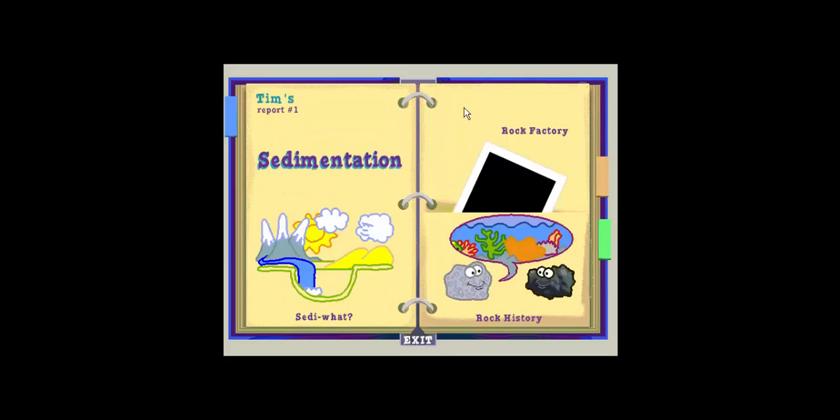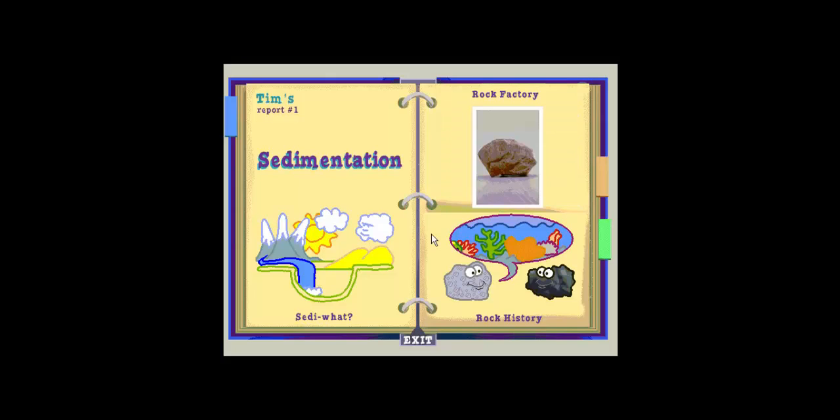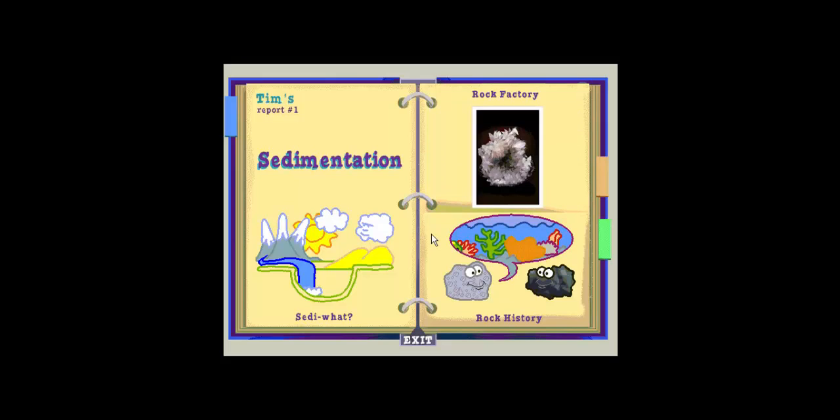Sedimentation. Rock factory. There are three kinds of sedimentary rock: clastic, organic, and chemical. Clastic rocks are formed from little pieces of broken rock. Sandstone is a clastic rock made of tightly packed sand grains. Organic rocks are made from plant or animal remains. Ocean plants and animals use calcite crystals to make their hard parts. When they die, the hard parts are left, and this makes the rock limestone.